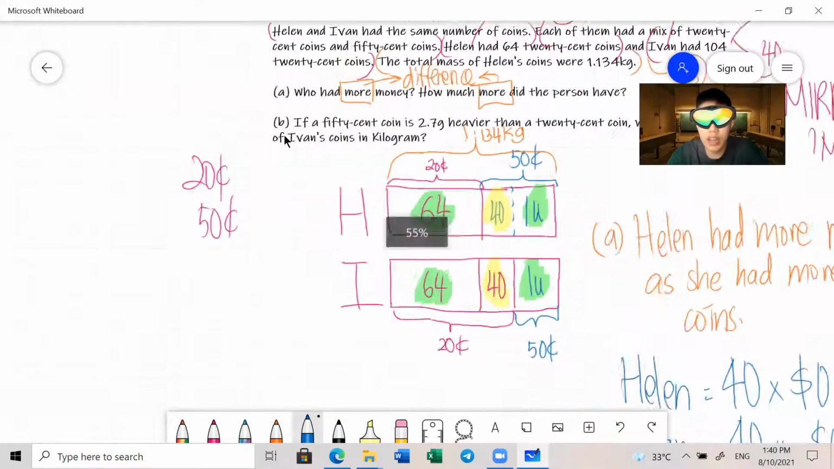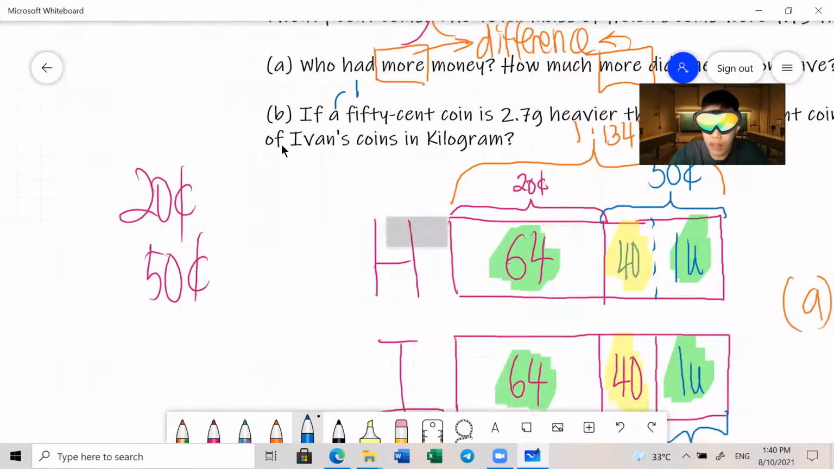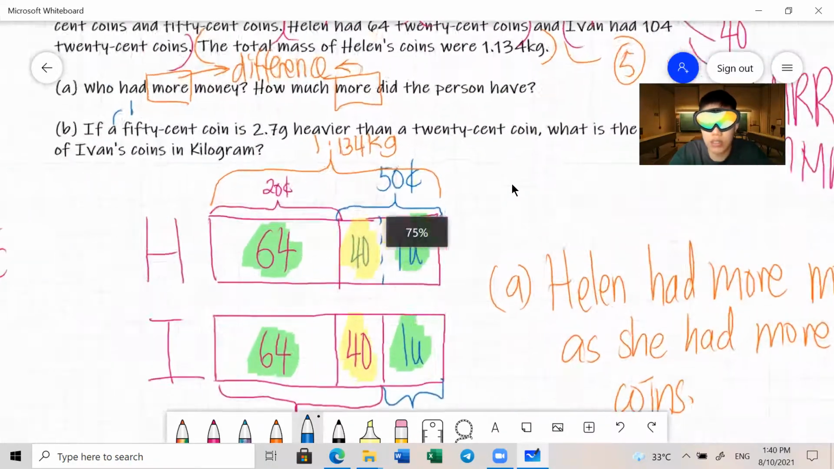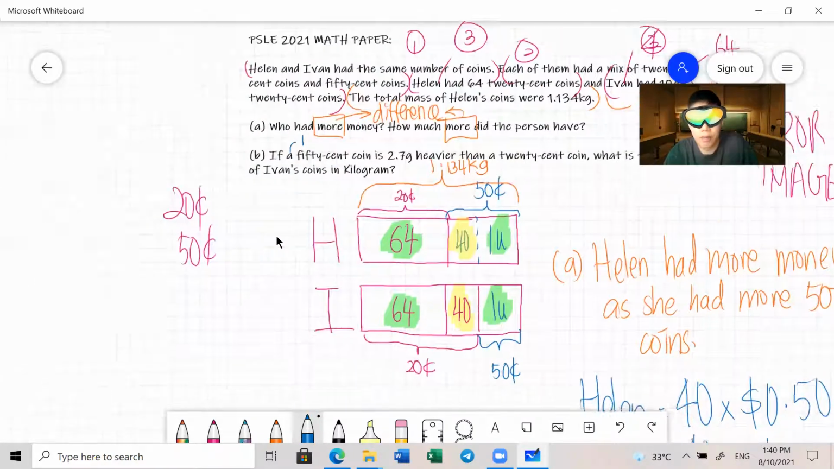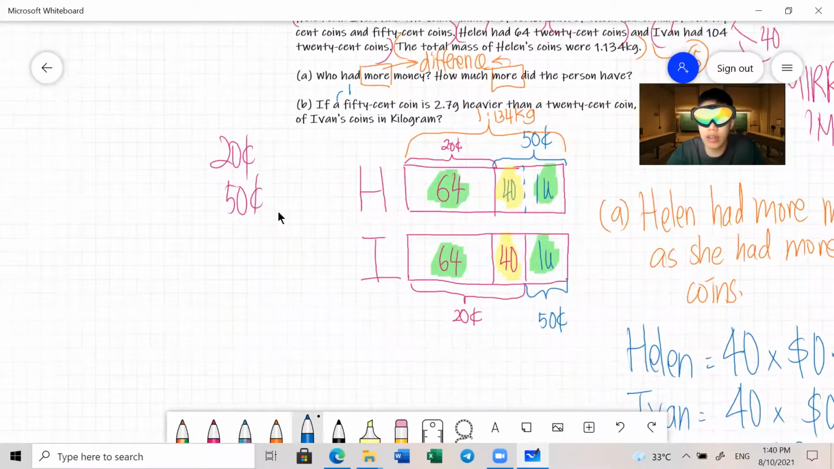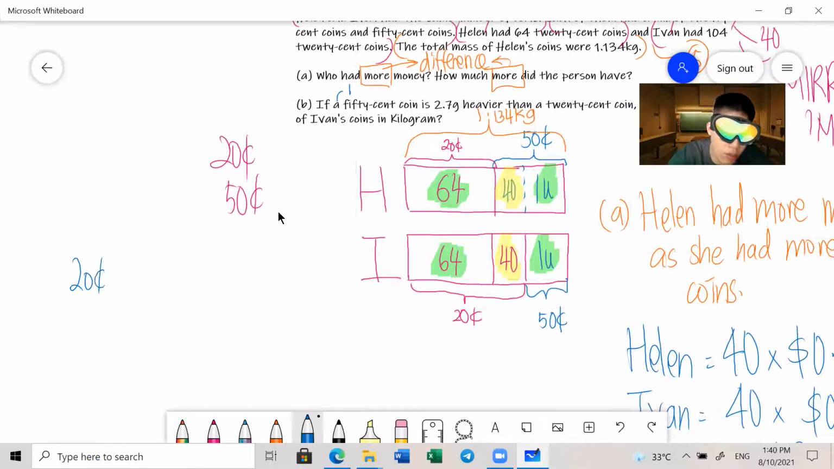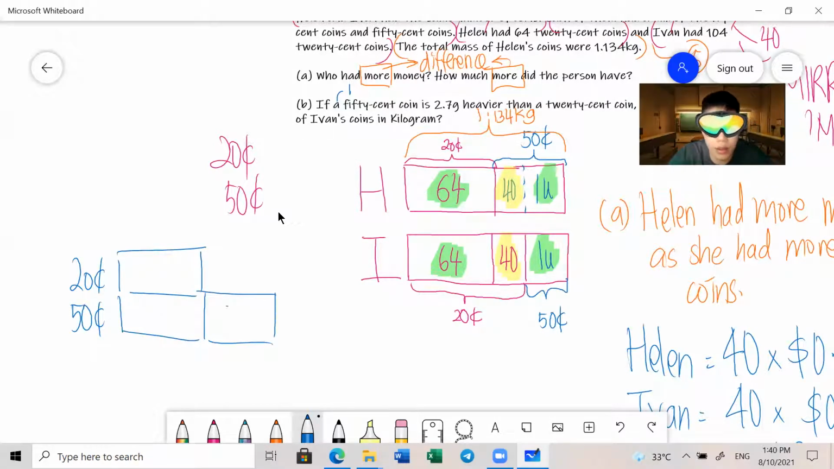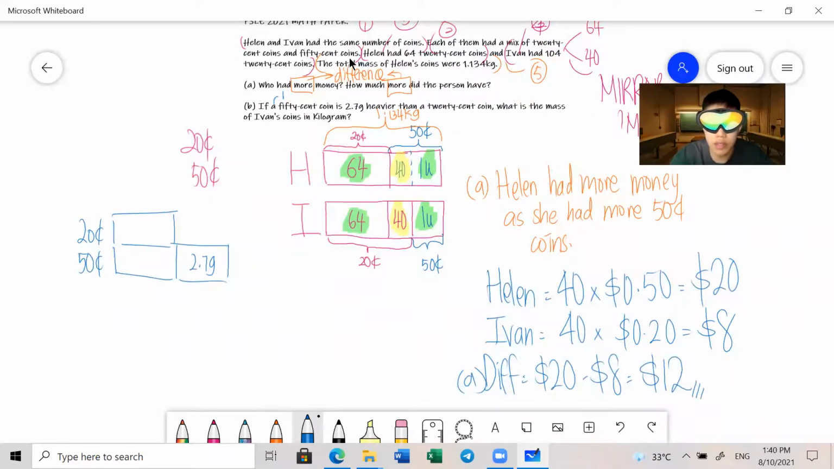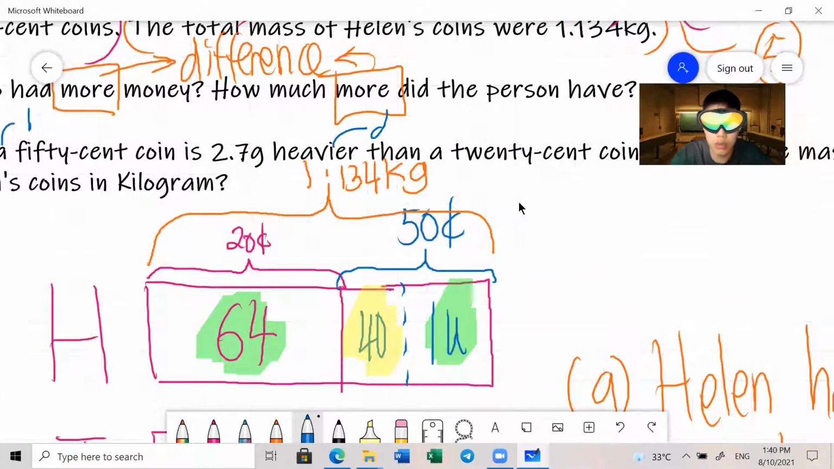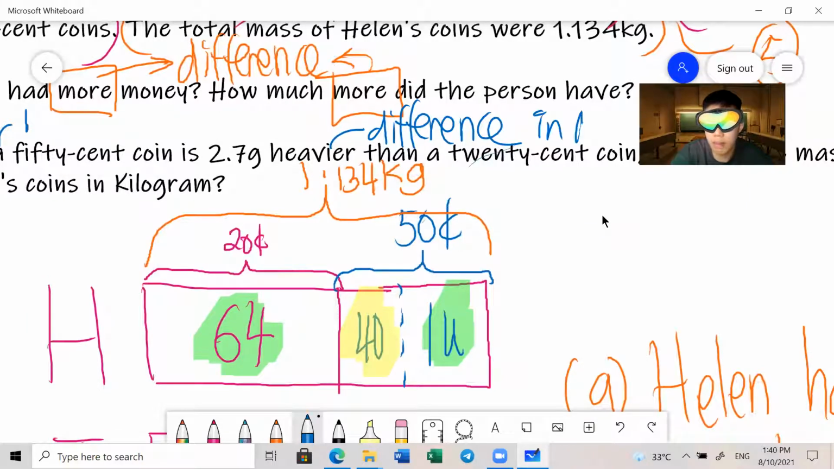One 50-cent coin is 2.7 grams heavier than a 20-cent coin. Again, what are they trying to tell you? They are trying to tell you the difference in mass between one 50-cent coin and one 20-cent coin. So I want to show that the 50-cent coin is 2.7 grams heavier than the 20-cent coin. Again, they are talking about difference, so your focus should be on the difference in mass.